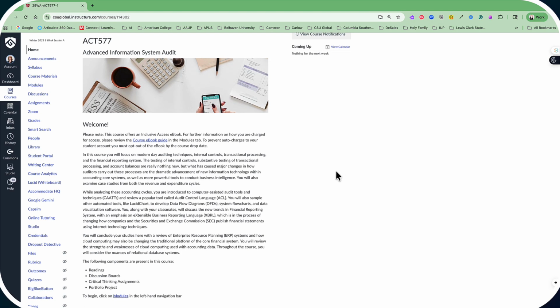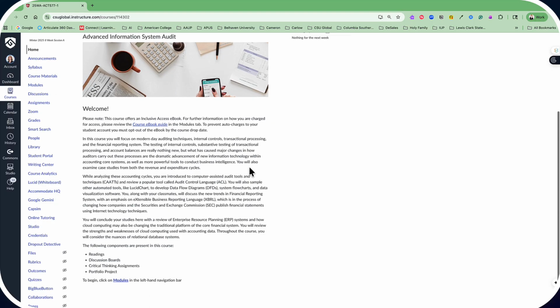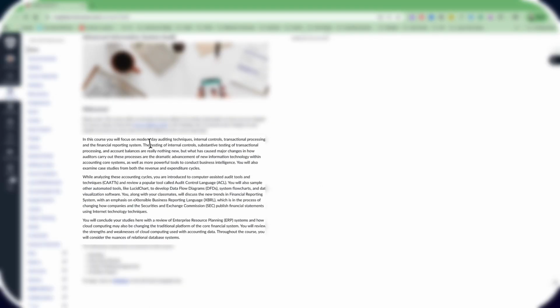First and foremost, this course gives you access to an ebook. And basically you can just click right up here under course materials to access that ebook. In this course, we are going to focus on modern day auditing techniques, which include internal controls, transaction processing, and the entire financial reporting system.